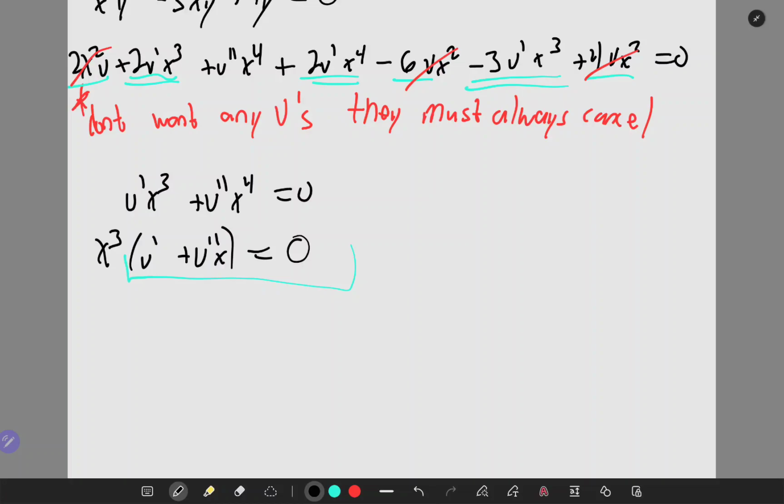Okay, so remember, we use our substitution. Our substitution was u prime is equal to v double prime, and u is equal to v prime. So this tells us that we're going to have, I'm going to write down the second side first. So we're going to have u prime times x plus v prime, which is u, is equal to 0. Now we have to solve for u before we can solve for v.